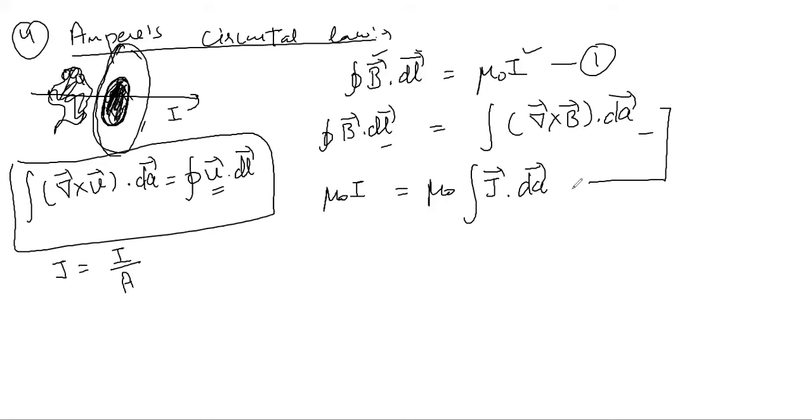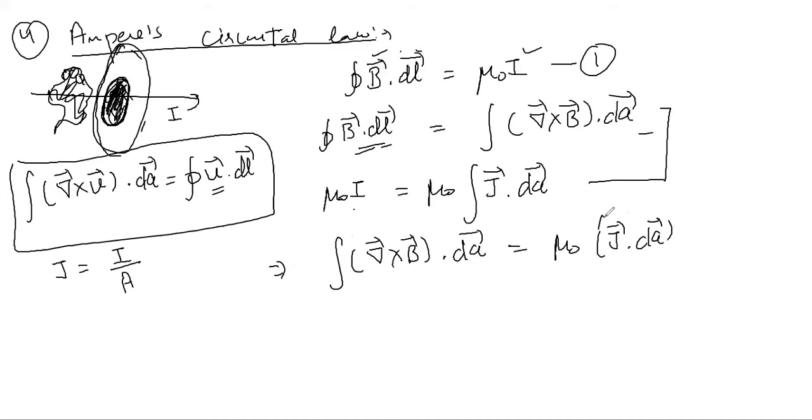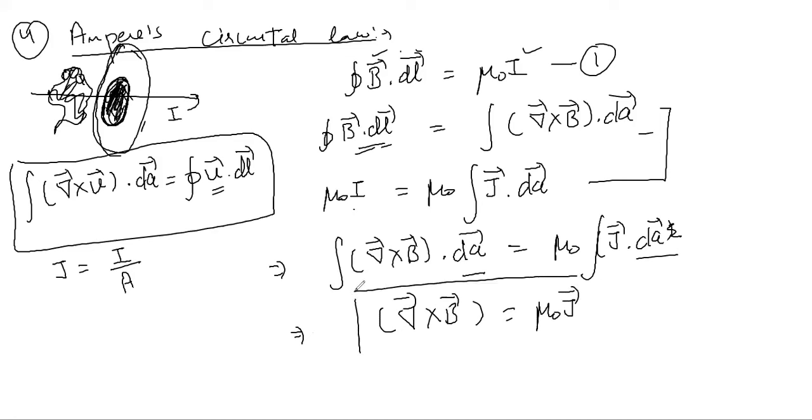If you compare both of these equations, ye aapka B dot dl tha, jo left hand side tha, ye mu naught I hai. So from here, I can then say that the integral of del cross B dot dA is equal to the integral of mu naught J dot dA. There should be an integral here, right, because I plugged in the value of B dot dl and mu naught I. Dot dA is common on both sides, so from here we can claim that del cross B is equal to mu naught J, and this is your Ampere's circuital law in differential form.